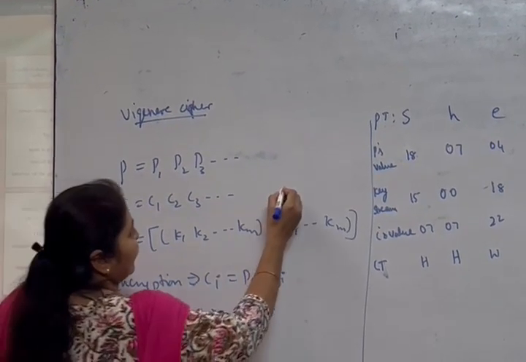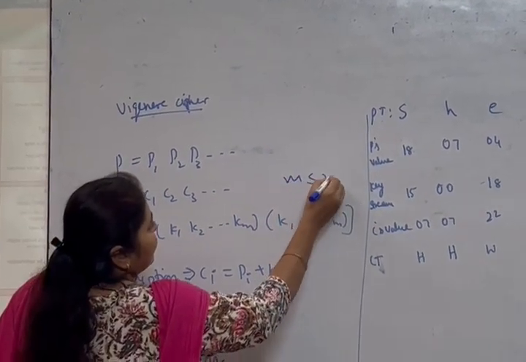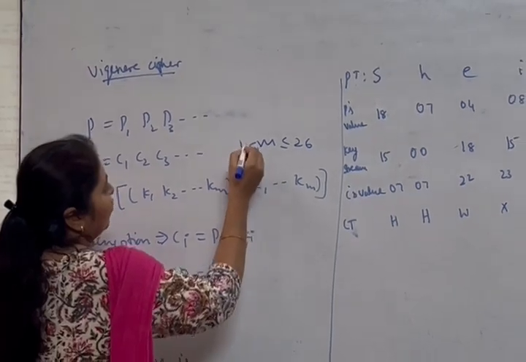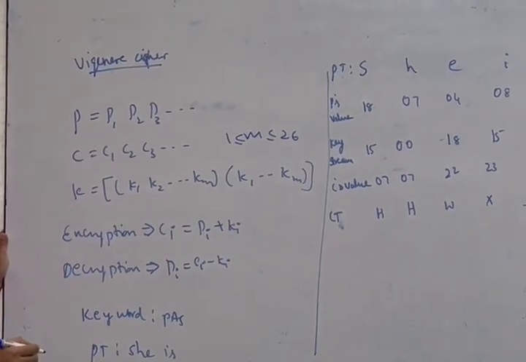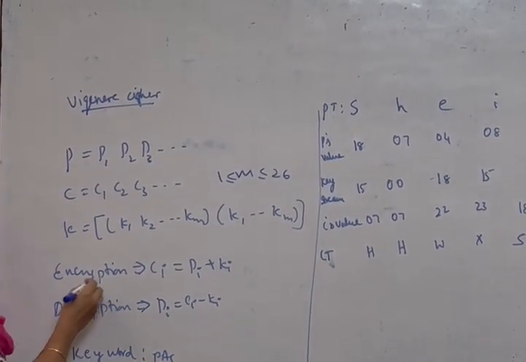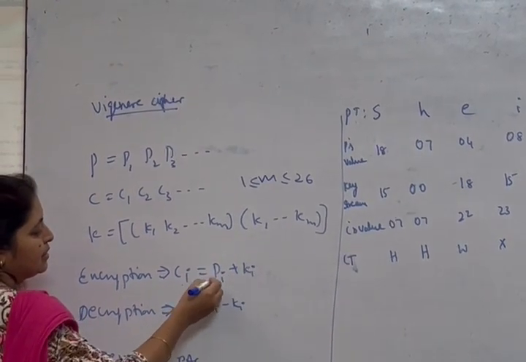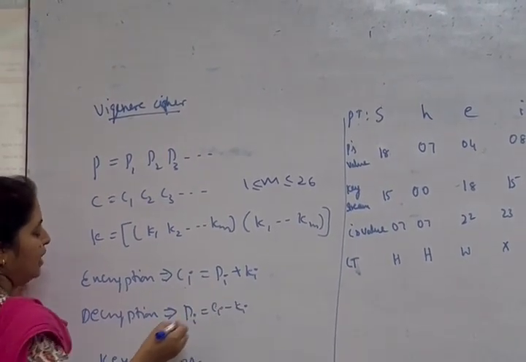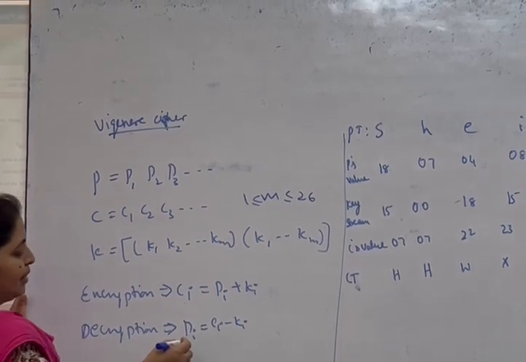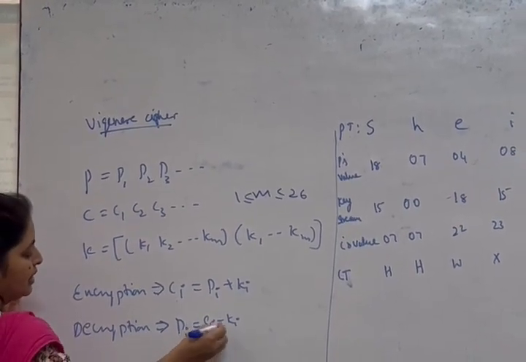Here each key value ranges from 1 to 26. Encryption is given by Ci is equal to Pi plus Ki, where Pi is the plain text and Ki is the key string. Decryption is given by Pi equal to Ci minus Ki.